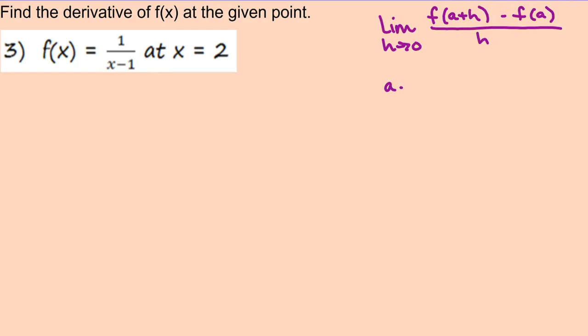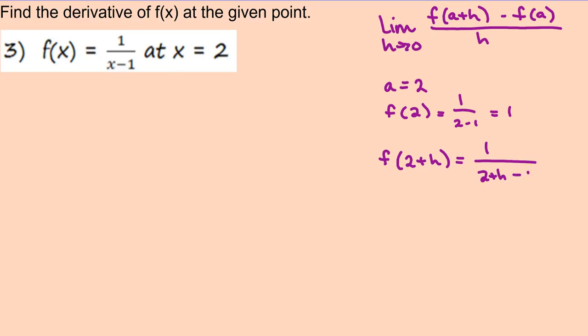Now our a value is 2. So f of a is going to be f of 2. 1 over 2 minus 1 is just 1. And then f of a plus h is f of 2 plus h. So that's 1 over 2 plus h minus 1. So let's set this limit up.